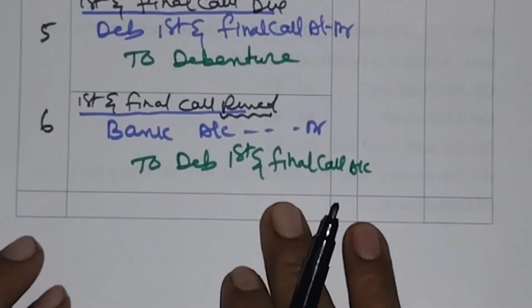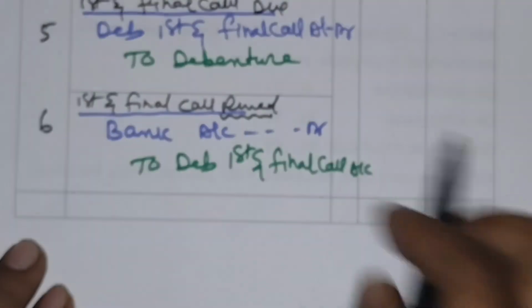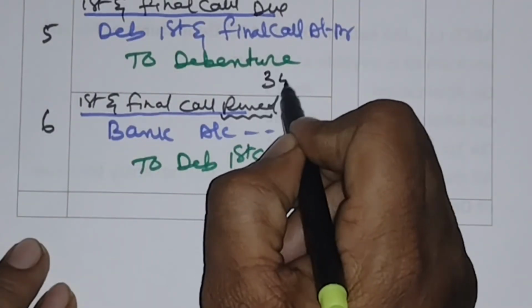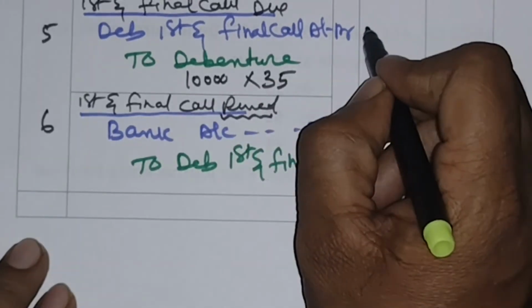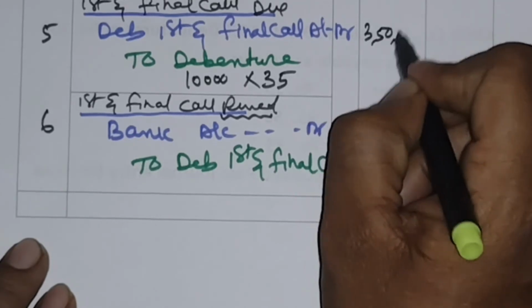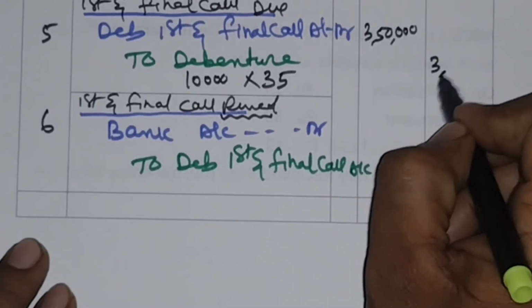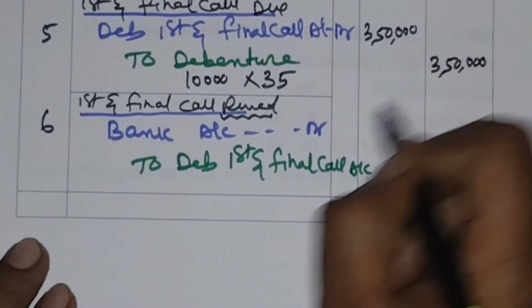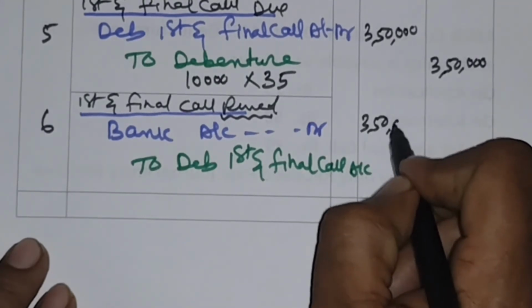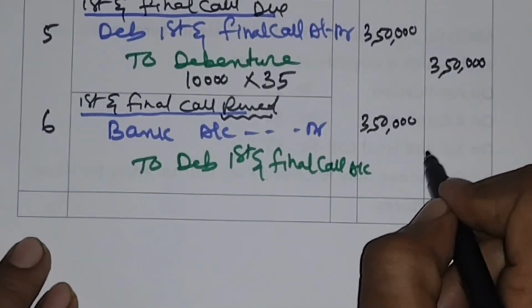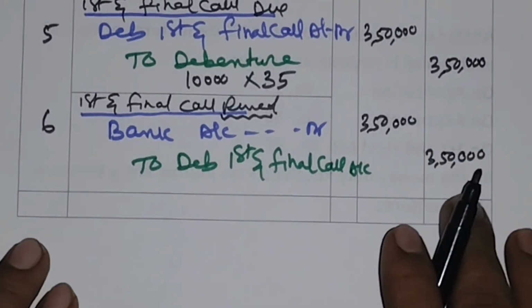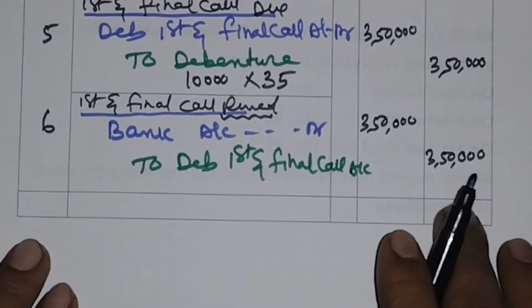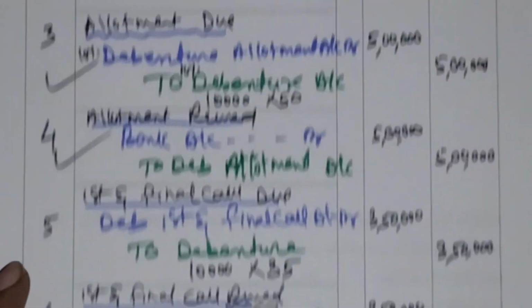And coming to the 5th journal entry, first and final call, they collected 35 rupees on 10,000 debentures. 10,000 into 35 you get 3,50,000. 3,50,000 for all the journal entries. And what is the narration to be written? To make it easy, what I did is use the heading I gave there.